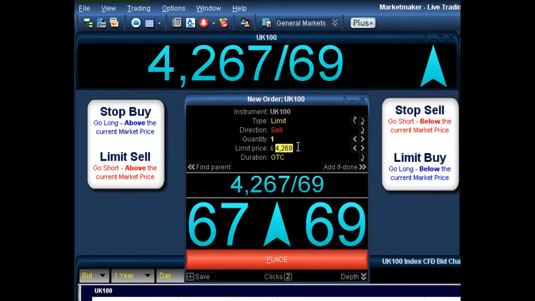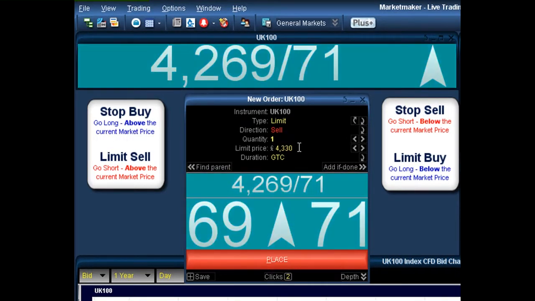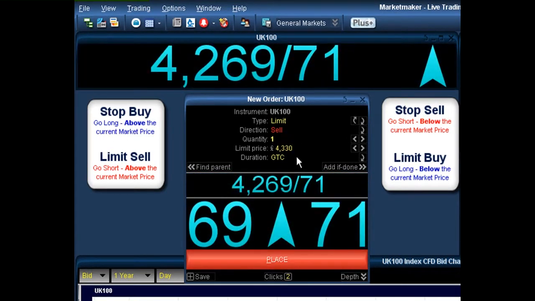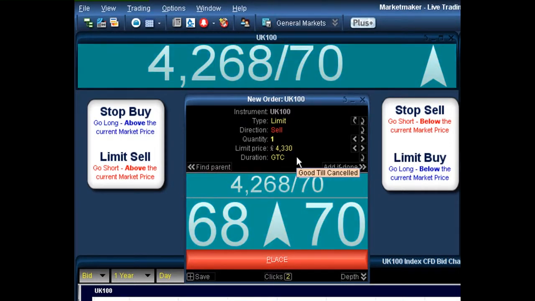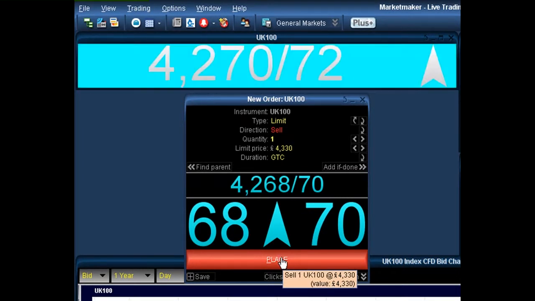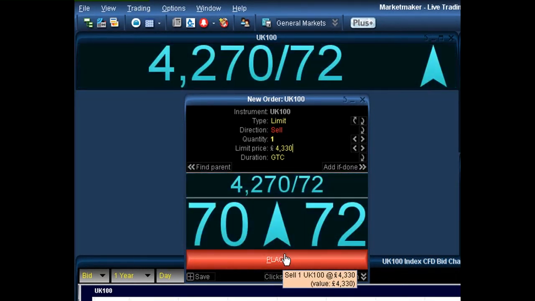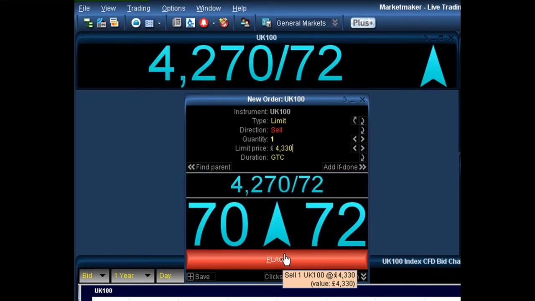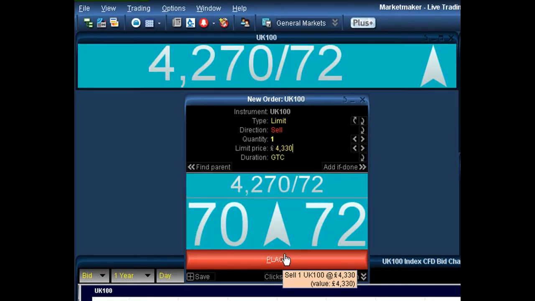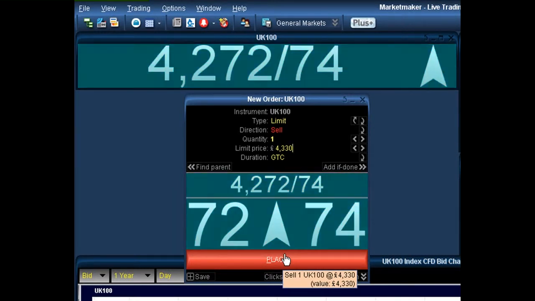Then we need to set ourselves a limit price. So if we type in 4,330, let's say, which is just below that resistance level, the duration is good till cancelled. We can go ahead and place that order, but the problem with putting that order in by itself is that there's no protection if the market does actually enter at 4,330. We don't have a stop loss in place to limit any losses if the price moves against us.